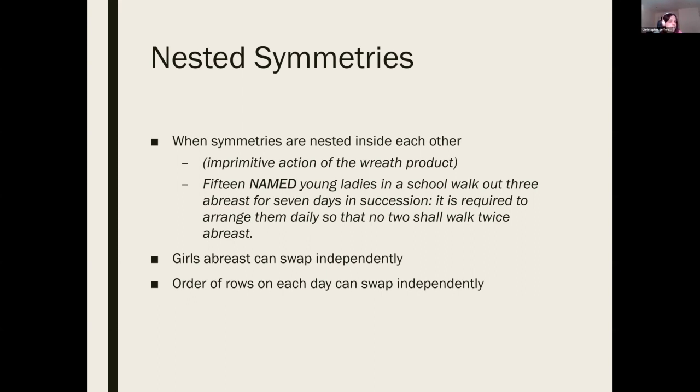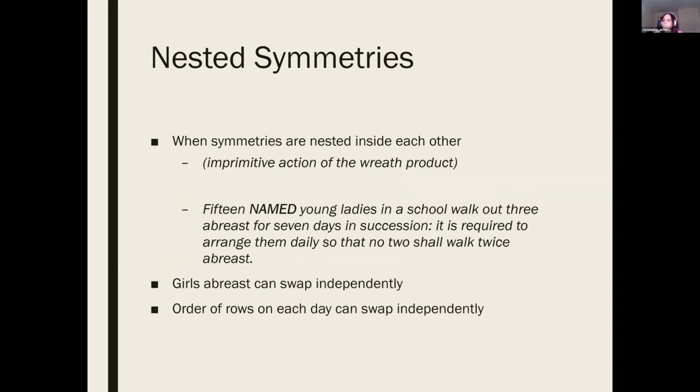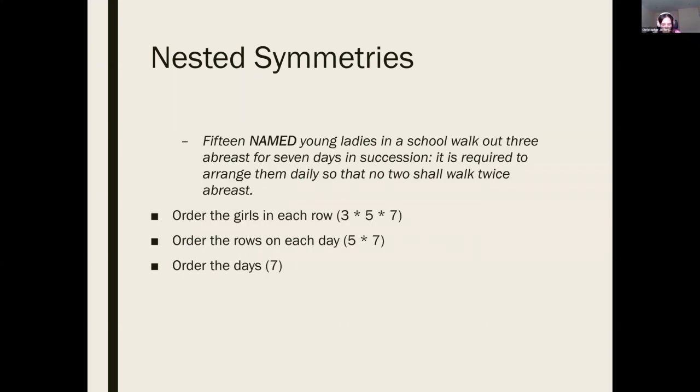I'm going to temporarily assume that the girls have become named. So they're not symmetric anymore, but the other parts are still symmetric. So the girls in a row can still swap, and the order of the rows in each day can swap, and the days can swap around. You can order in each row on each day, you can order the 3 girls in the row. And the idea is if you order every row of 3 girls over all of the days, you've broken that bit of the symmetry.